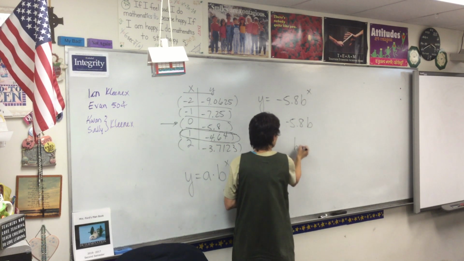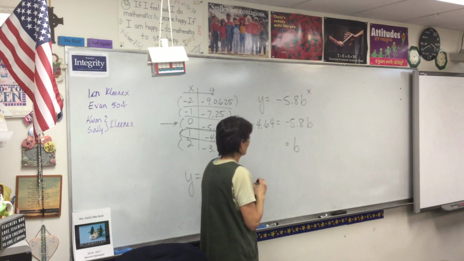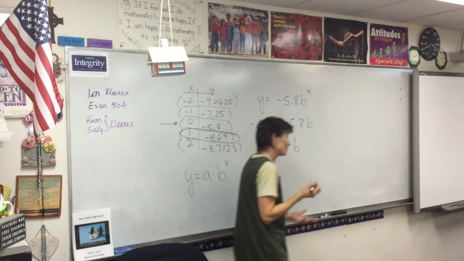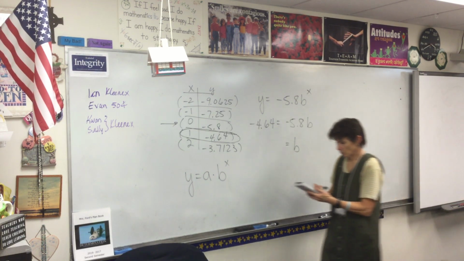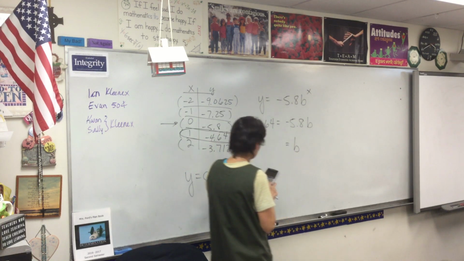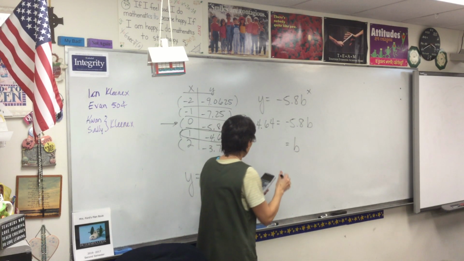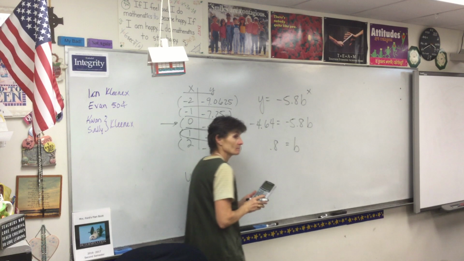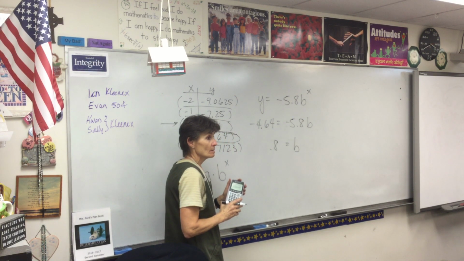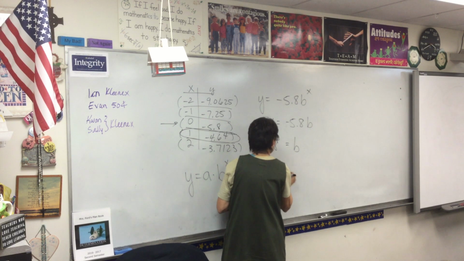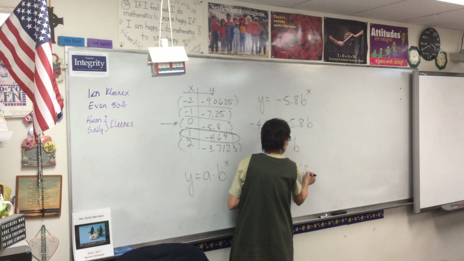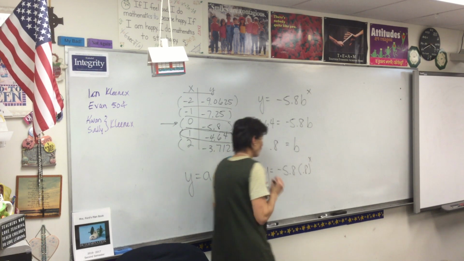So how am I going to get my b value? I'm just going to divide. I could do it without a calculator, but it's a whole lot easier with a calculator. So 4.64 divided by 5.8, I get 0.8. So my equation is negative 5.8 times 0.8 to the x. Y equals that.